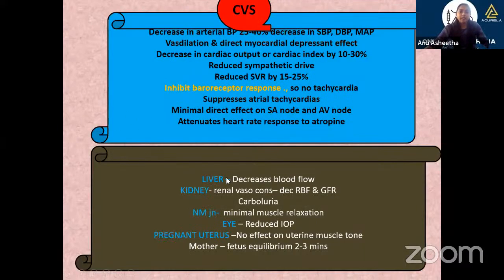In the liver, it decreases blood flow. In the kidney, it causes renal vasoconstriction, decreases renal blood flow and glomerular filtration rate. This decreased glomerular filtration rate is mainly due to the high protein binding of the drug and also carbolyuria, excretion of phenols in urine. At the neuromuscular junction, there will be minimal muscle relaxation, but still it provides a favorable atmosphere for intubation. In the eye, it reduces intraocular pressure.